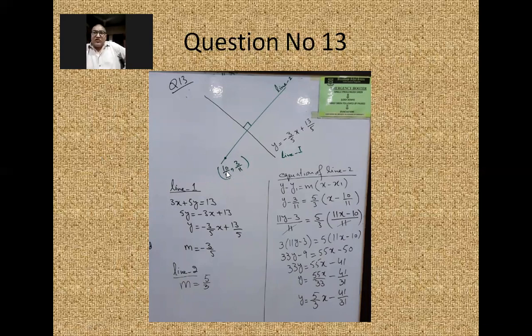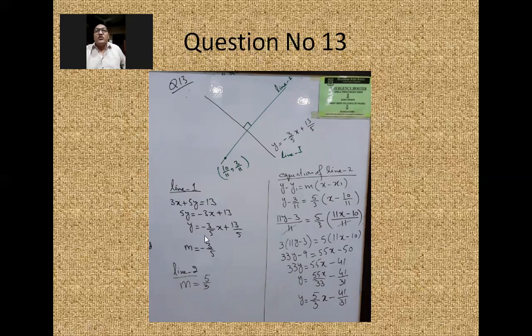So line number 2 is passing through this point (10/11, 3/11) and is perpendicular to this line number 1, whose equation is given. So line number 1 is 3x + 5y = 13. I will make y the subject of the formula. So 5y will be equal to minus 3x plus 13. y will be equal to minus 3/5 x plus 13/5.